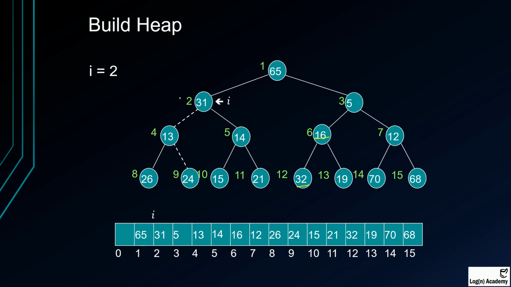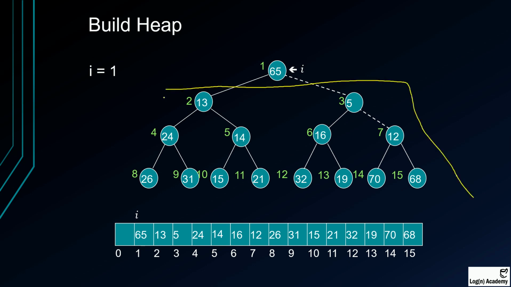Now same with this case, we will swap 13 with 31. 31 will come here at position 4, and then we will swap this again with position 9, and 24 will go up. So now this subtree has been converted to a heap data structure, and it has been converted to a min heap.